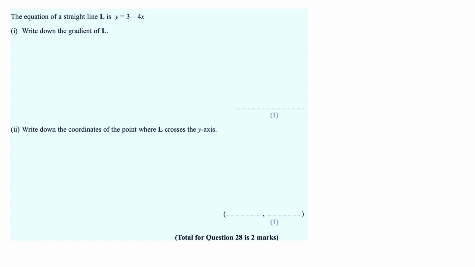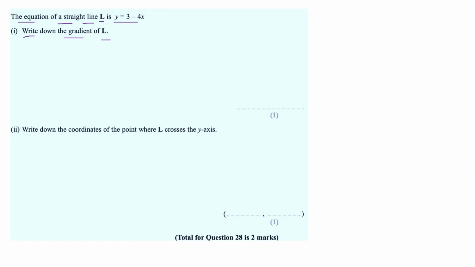Okay, folks, this was the very last question on a GCSE Maths Foundation tier, so this is also appropriate for higher tier students as well. Okay, the equation of a straight line L, capital L in bold, is y is equal to 3 minus 4x. Part I, write down the gradient of L.